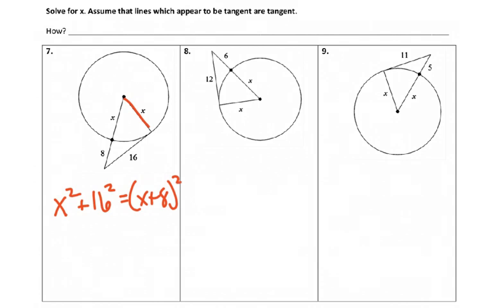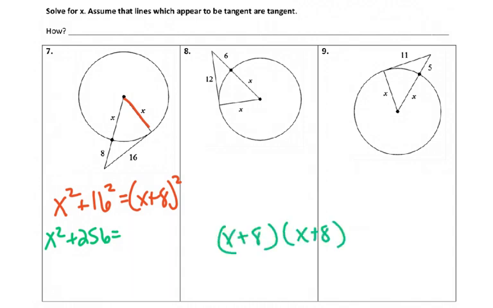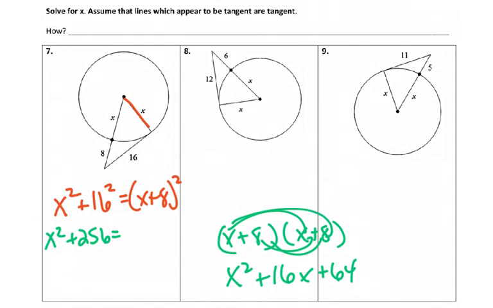Now when you do that part, this is why we reviewed it at the beginning, remember that that is not x squared plus 64. So x squared plus 256 is equal to x plus 8, I'll just write it over here, quantity squared. You have to make sure you remember that that's x squared plus 8x plus 8x, so plus 16x plus 64. So you've got to remember that that's not just x squared plus 64. That's probably one of the most common mistakes that people will make on this one.